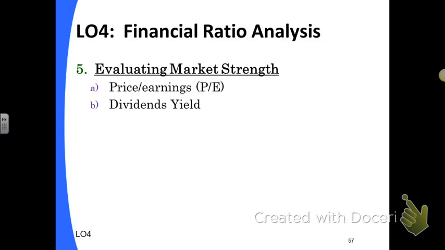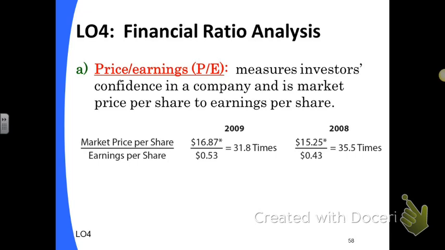So we're going to lastly look at evaluating market strength here by looking at our price to earnings and our dividend yield. And our price to earnings ratio measures investors' confidence in the company and its market price per share relative to its earnings per share. It can be used to compare two different companies and the value of their shares in relation to the values of the overall stock market. A higher price-earnings ratio indicates that investors obtained less earnings per dollar invested.